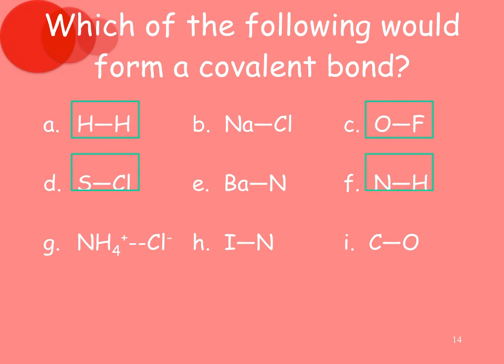Letter G, we have NH4 plus. That plus tells us we have an ion, so that guy's going to be ionic. Letter H, we have iodine and nitrogen. Both of those are on the right side of the periodic table, so that will be covalent. And letter I, carbon and oxygen, both of those are also on the right side of the periodic table, so that will also be covalent.